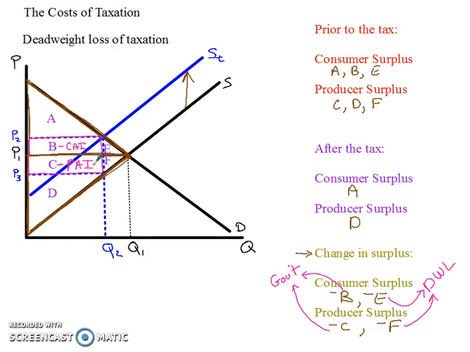So it's important for us to be able to track, as economists, what happens to surplus when the government implements a tax. Where does the surplus go? What was the change in the surplus? And where does it go: to the government, or does it just disappear in the form of dead weight loss?